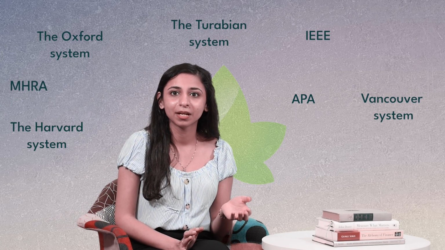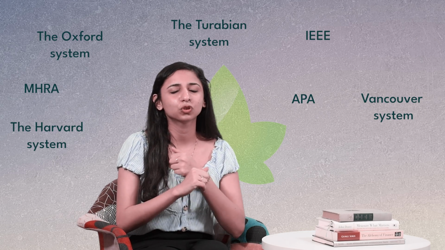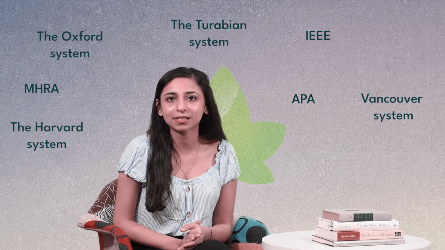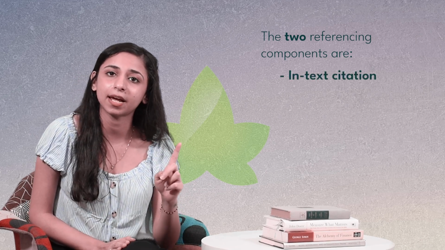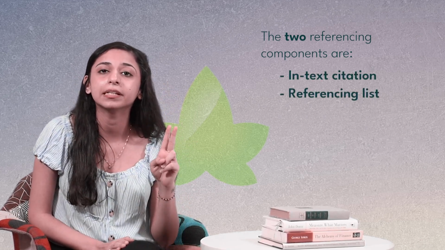There are different referencing styles which are preferred in different academic disciplines. Some of them are the Oxford system, the Harvard system, the Turabian system, IEEE, APA, Vancouver system, MHRA, and so on. Today, we will be discussing 5 major referencing systems. Before discussing the 5 major referencing styles, I would like to tell you about the 2 components that are included in referencing. The first is in-text citation and the second is the referencing list.